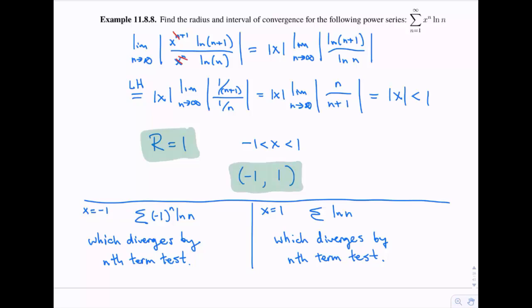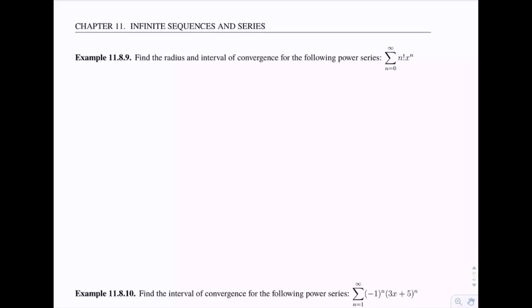Well, we have no hope, right? So it has to diverge. So in this case, we don't add in either of the endpoints. It just stays from -1 to 1. So sometimes that happens.